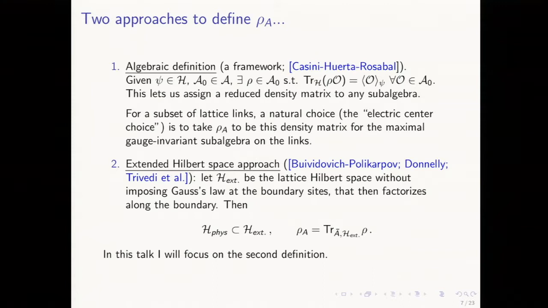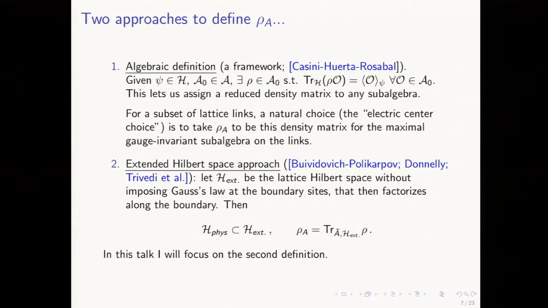So suppose we nonetheless want to define a notion of a reduced density matrix for a subregion on the links. What are some reasonable things that we might do? I think there basically have been two independently presented prescriptions in the literature. So the first is this algebraic definition. It's actually a much more general framework that allows you to assign an entanglement entropy to any subalgebra in your theory.